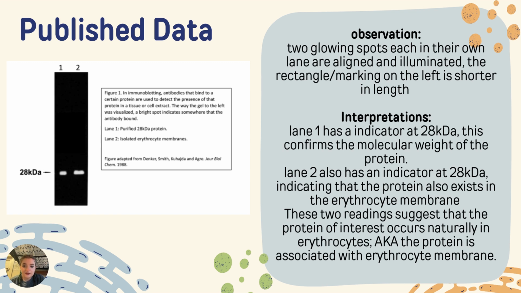there's two spots in the lane. Okay, so we can see through the published data that there are these certain proteins found in the erythrocyte membranes, and that's the only thing that's really being confirmed with this piece of evidence, that these proteins are proven to be in erythrocyte membranes, and that's all we really know from this piece.